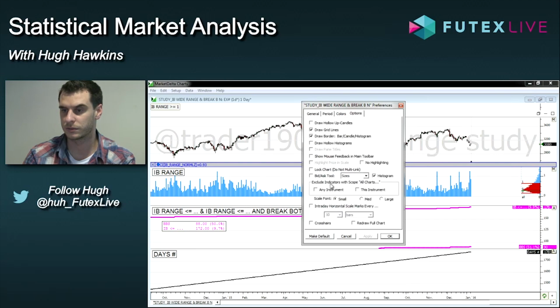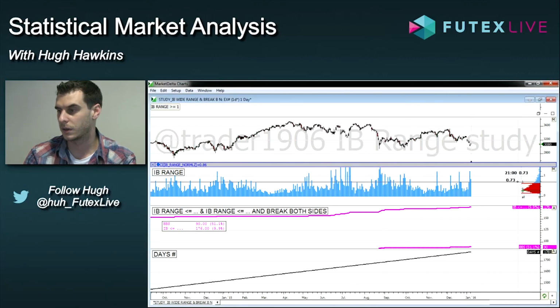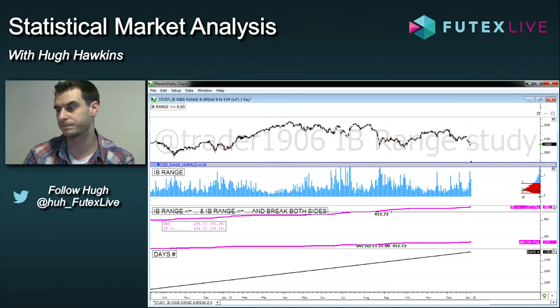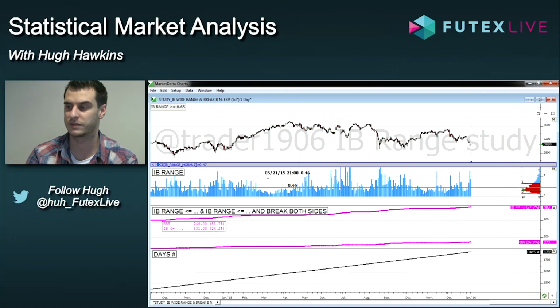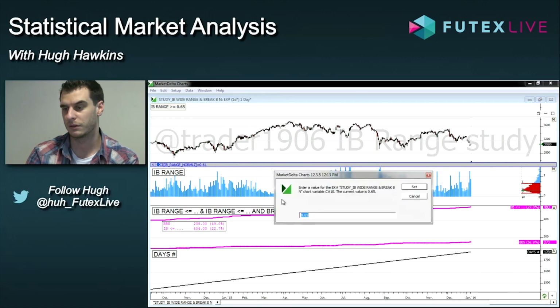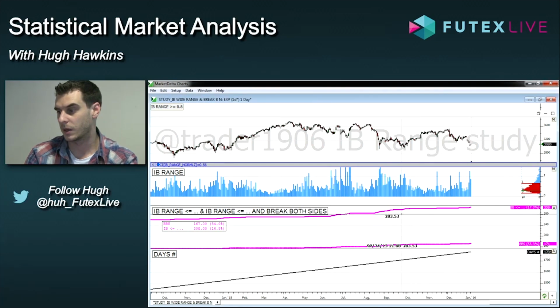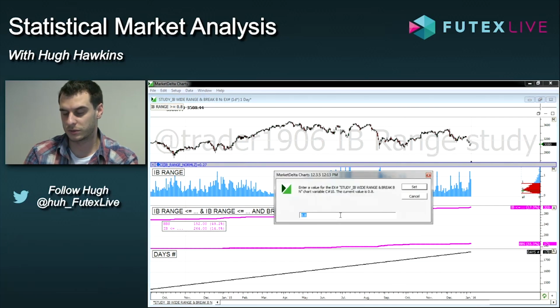Crosshairs on. So, 0.65. Let's try 0.65 to start with. No, I don't really see an edge there. 56, 57%. So we'll go larger. Go up to 0.8. Still really no edge, so we'll just try 1%.